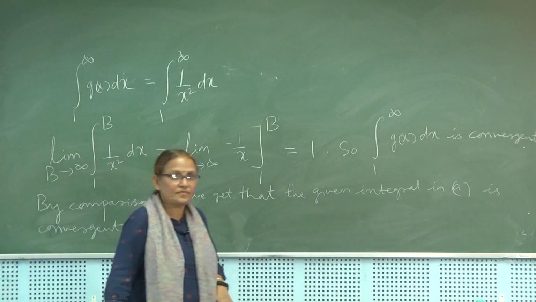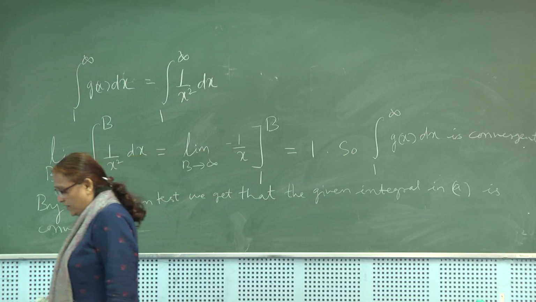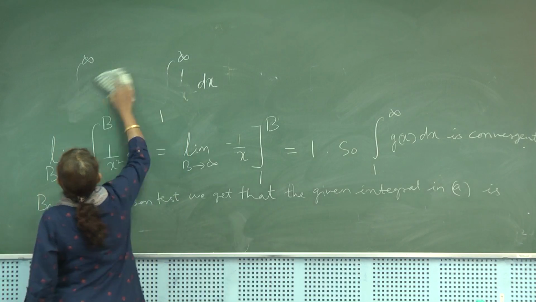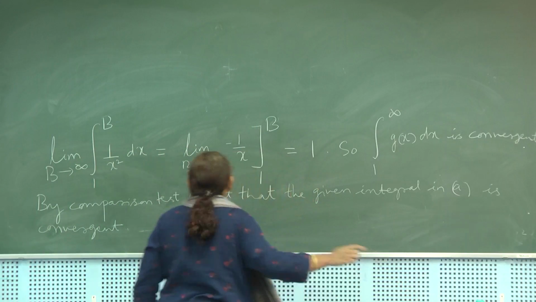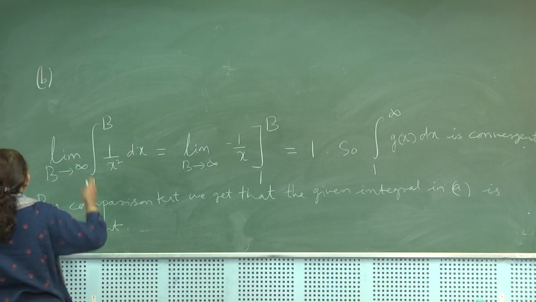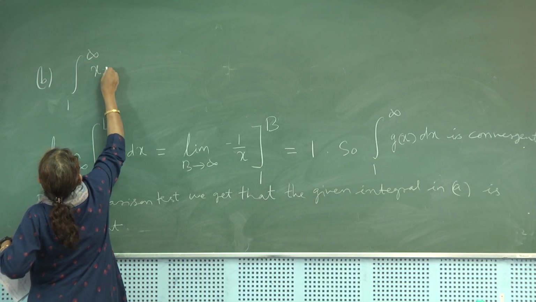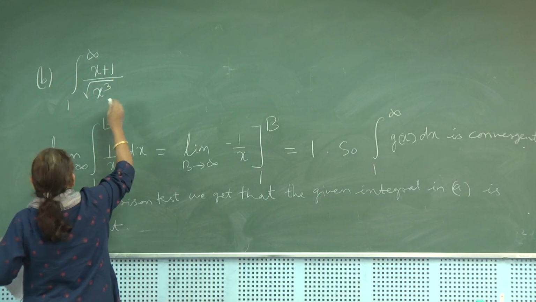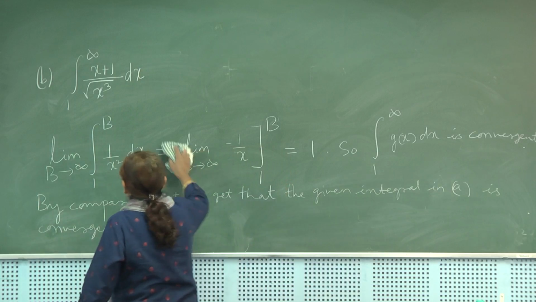Well, similarly, let us solve that B part. We shall test the convergence of the improper integral given in B part. For that, let us recall what was that integral in B part. It was the integral from 1 to infinity of x plus 1 divided by square root of x cube dx. This was the integral given in the B part.